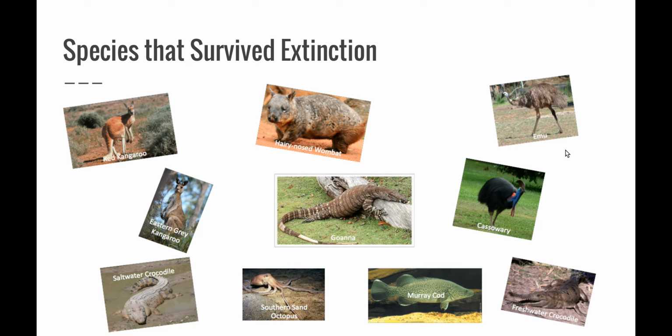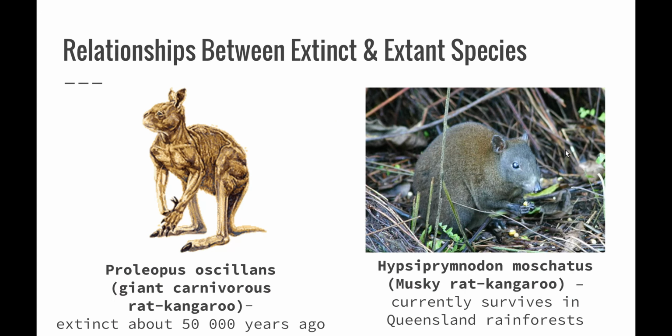So obviously, in comparison to things like alligators, they are quite a deal larger, so they could be classified as megafauna in that case. And the southern sand octopus and miry cod, because of their size again in comparison to organisms that are very closely related to them, could also technically be classified as megafauna. So let's quickly have a look at a relationship between extinct and extant species.